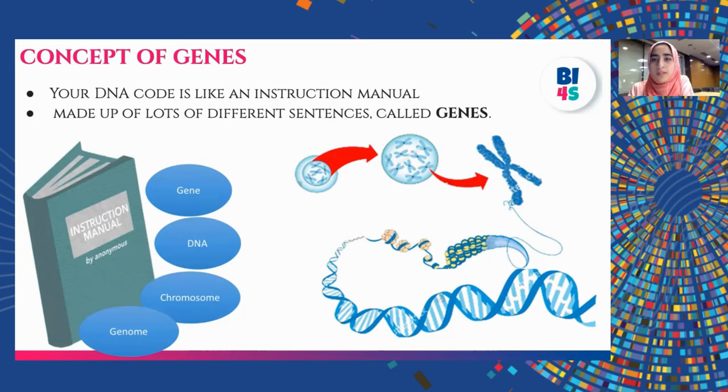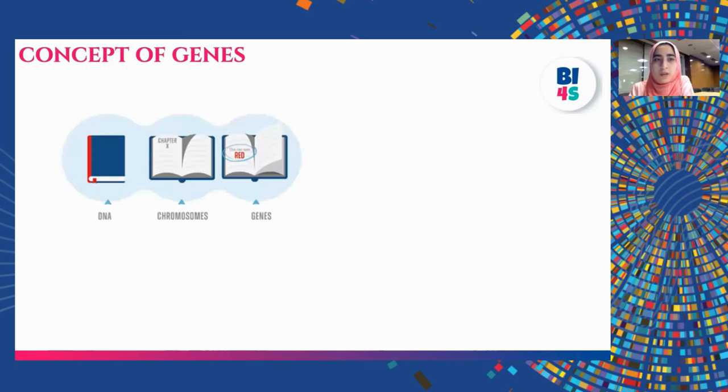Now we will see what genes are. If we compare DNA to the instruction manual book, DNA is our entire book. Within this book, there are various chapters, and those chapters can be compared with the chromosomes. And within those chapters, there are various sentences, and those sentences can be regarded as the genes. So the genes are part of the chapters. Genes are the parts of the chromosomes that have meaningful information.